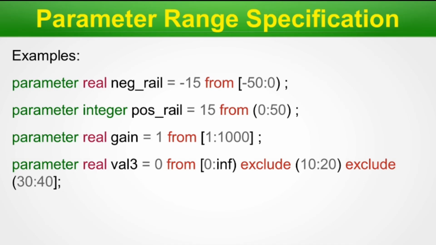In the next example, we can see the real parameter type, and the parameter name is val3. Its present value is 0 and the range is from 0 to infinity, where the infinity is excluded from the range. And the exclude here, the values range from 10 to 20, as well as we exclude the range from 30 to 40. So in the first exclude, we are not including 10 and we are also not including 20. But in the next exclude statement, we are not including 30 but including the value 40. So guys, let's go to the next example. Here, a real type parameter res1 excludes 0.